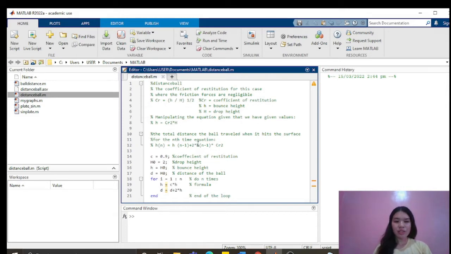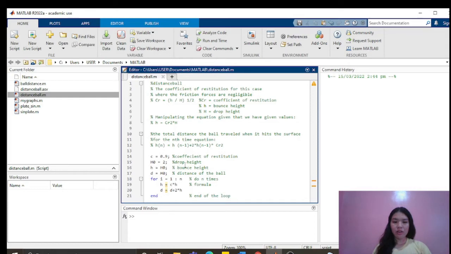Therefore, the total distance the ball traveled when it hits the surface for the nth time could be expressed with an equation: Hn is equal to Hn minus 1 plus 2 multiplied by Cr squared to the power of n minus 1. Then writing the given into variables, c, which is the coefficient of restitution, is equal to 0.9.